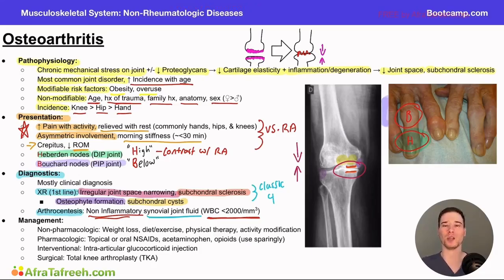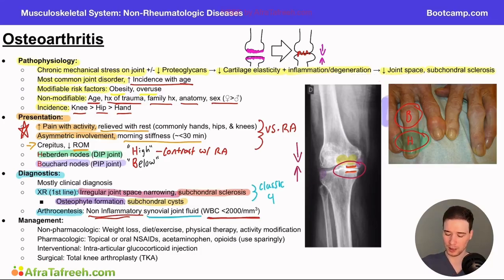So this is really important to know that if you were to look at the arthrocentesis synovial fluid, it would be a non-inflammatory arthritis. However, you do not need this to make the diagnosis, right? If a patient is presenting with very clear and classic osteoarthritis, they don't have any signs of infection, they don't have any signs of rheumatoid arthritis, then you can make the diagnosis of osteoarthritis based on their clinical exam.